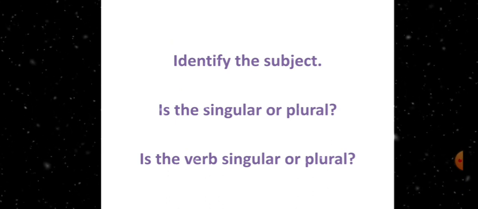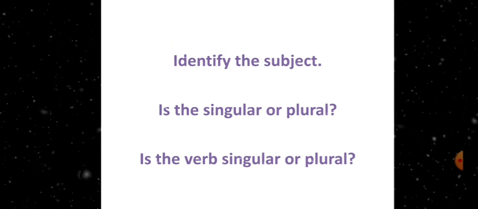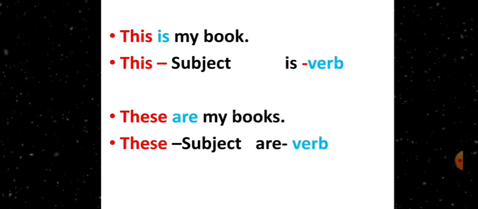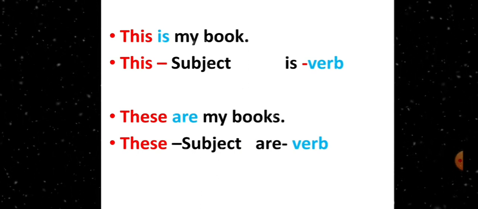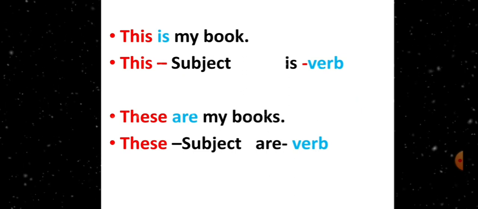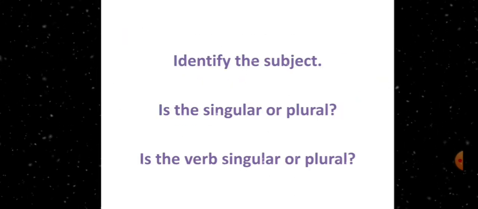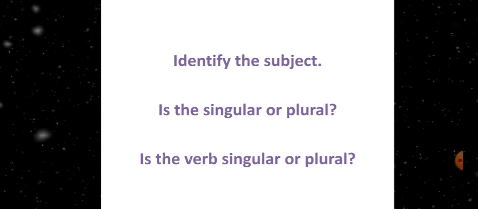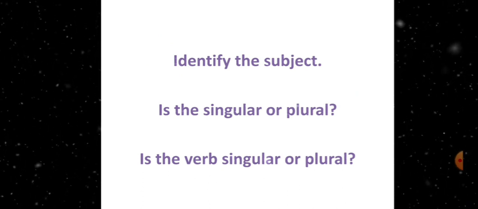So these are the three things that you should keep in mind while solving subject and verb agreement questions. First, identify the subject. If you go back to this sentence, "This is my book," first we need to identify the subject. What is the subject here? "This" is the subject. And then see, is the subject singular or plural?